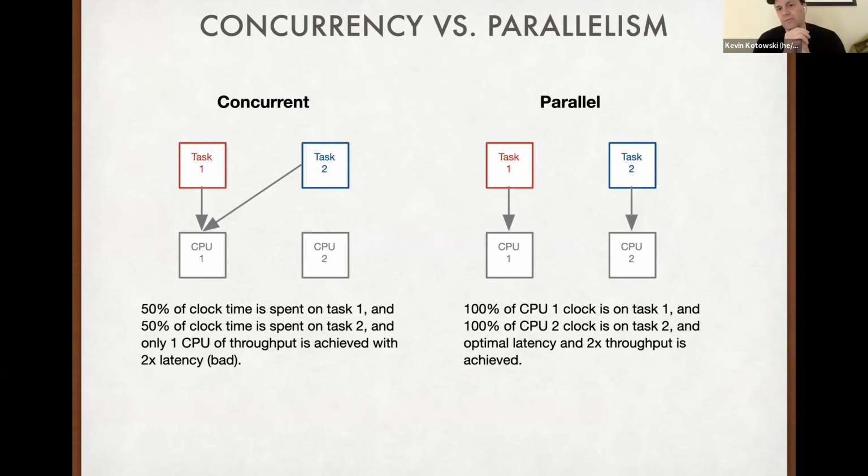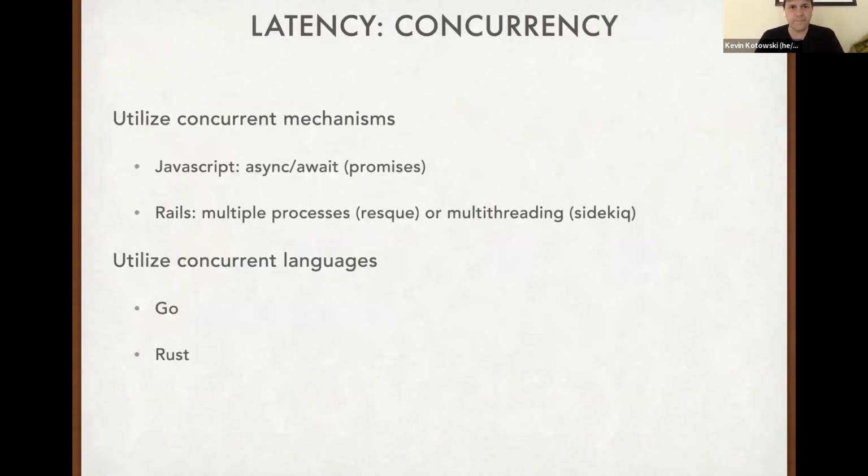With true parallelism, task 1 and task 2 are literally running on 2 different CPUs. There's no blocking, there's no interference from them whatsoever. And so the latency on each one, presuming that the tasks take the same amount of time to process, would be twice as fast as in the concurrent scenario. And you'll also have twice as much throughput.